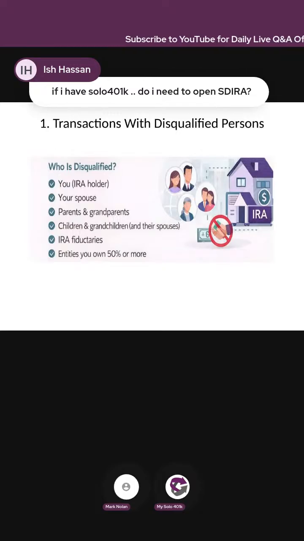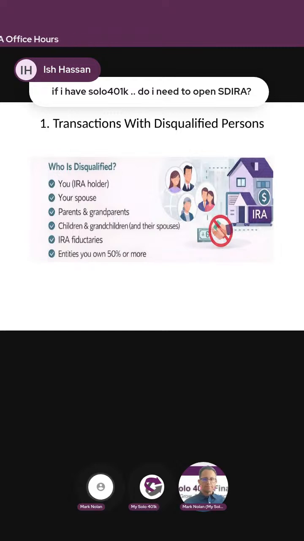However, it is good to know that a solo 401k can also be self-directed. As a matter of fact, a lot of the same prohibited transaction regulations that apply to a self-directed IRA also apply to a solo 401k plan. In some cases, you actually do need both a solo 401k and a self-directed IRA.